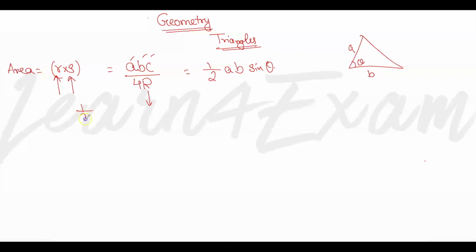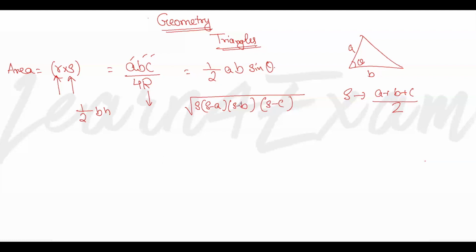Let's not forget the formula half into base into height, and Heron's formula, which gives you the area of a triangle as the square root of s into (s minus a) into (s minus b) into (s minus c), where s is the semi-perimeter, that is (a plus b plus c) by 2, and a, b, c are the lengths of the sides. Now these are all the formulas to calculate the area of a triangle. So whenever you are told to calculate the area of a triangle, please do not forget this.